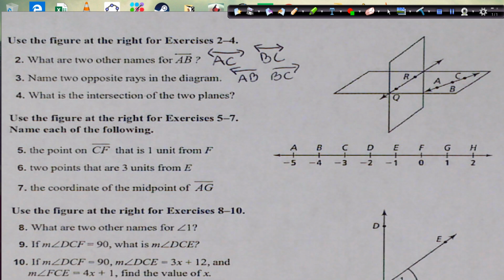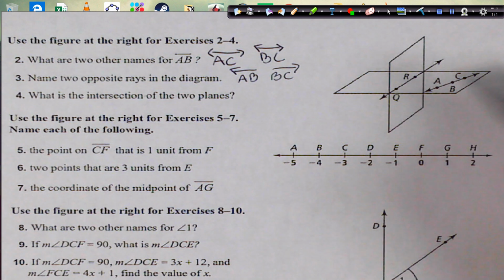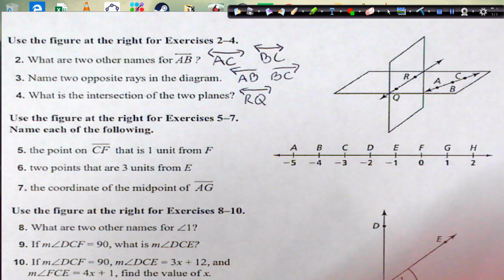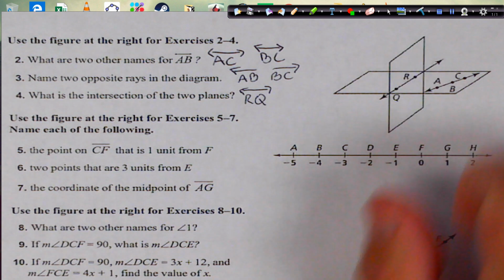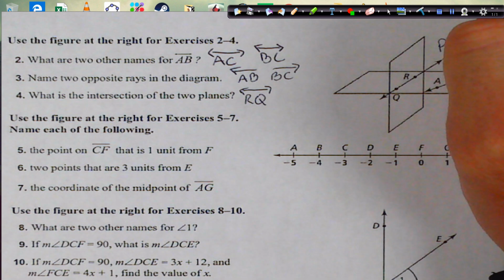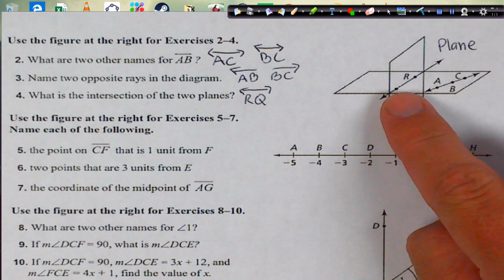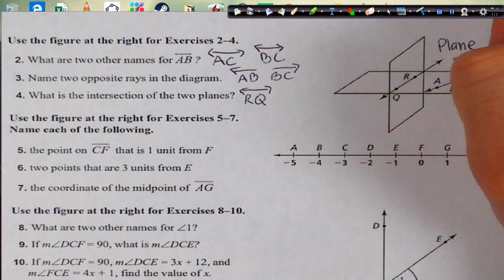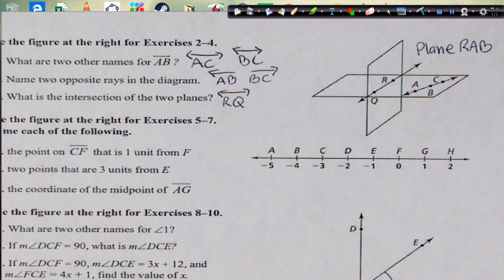The intersection of two planes: remember, planes intersect along lines, so it's actually not going to meet at R or Q, it's going to meet at line RQ. And bonus, what would be one way to name this plane? I can't do ABC because those are collinear. They're on the same line. So I've used 3 non-collinear points. I could do plane RAB, which would be acceptable.